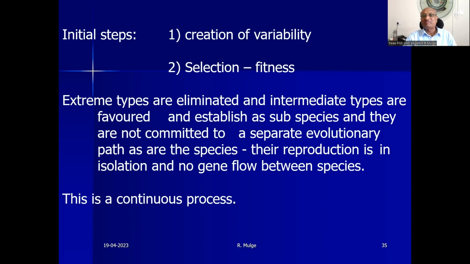They establish as a subspecies, and they are not committed to a separate evolutionary path as the species are. Their reproduction is in isolation and no gene flow between the species. Now, the intermediate types will get separated, and there is a barrier. Now they are being raised in isolation, and there is no exchange of the genes. Gene flow will not be there, meaning there is no compatibility between them, and they will establish themselves as a species normally, right? So this is going to be the continuous process. So remember here, extreme types are eliminated, intermediate types are favored.